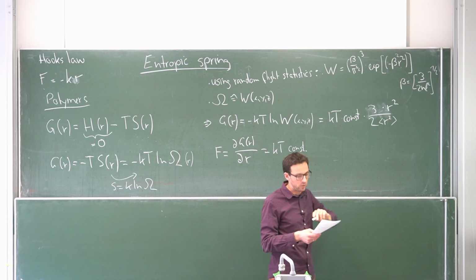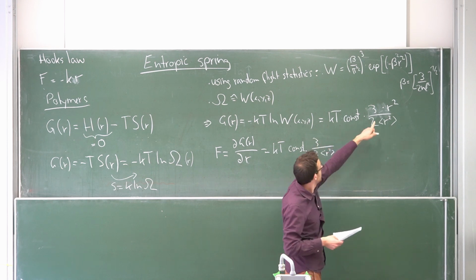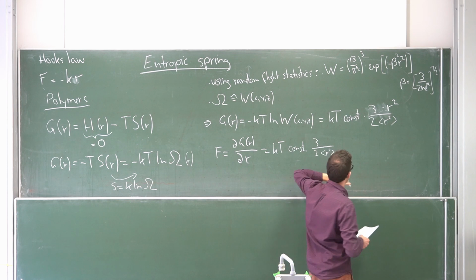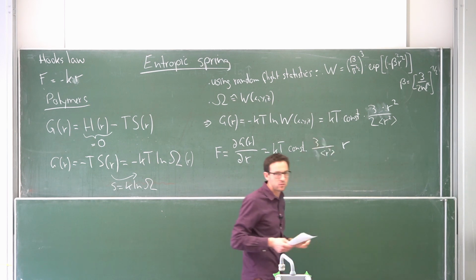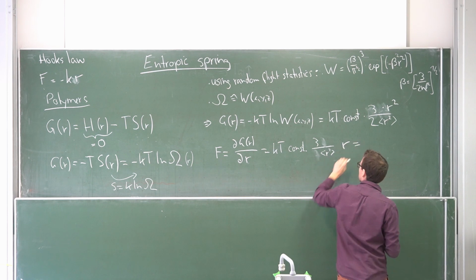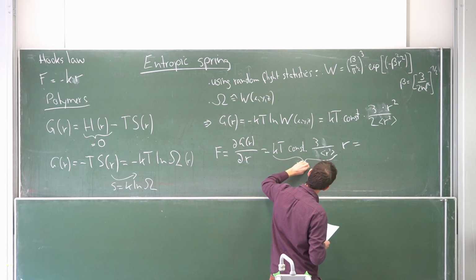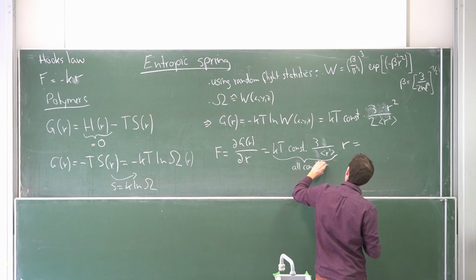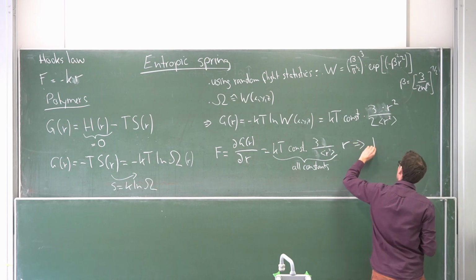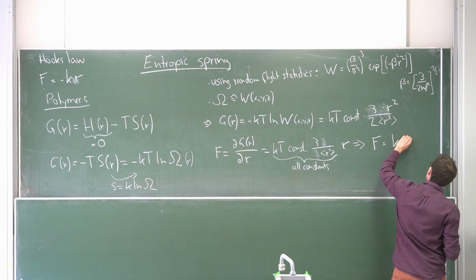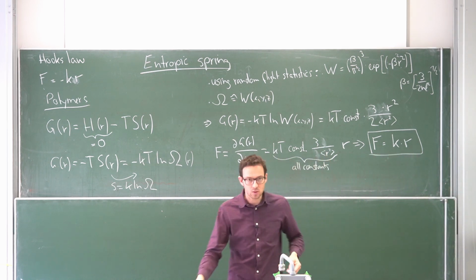And this one is 3 over 2 r square. And the derivative of r square is r times 2, so we can get rid of this one here. Now what we see is that this is simply a lot of constants, all of these, times r. These are constants or material properties, and not a function of r. So what we get is F equals k times r. And this is exactly what is predicted by Hooke's law. So we recreate Hooke's law.